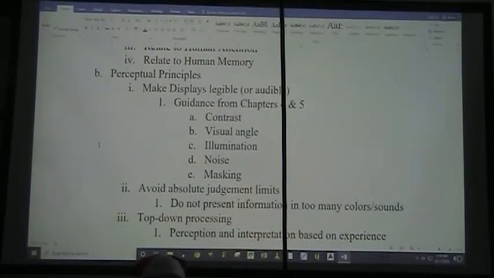First, of course, are the perceptual principles. Well, I say, of course, that's just the order they have them in this book. First of all, make the displays legible, or audible if it's an auditory display. Remember your guidance from chapters 4 and 5 on what is able to be seen and heard. So we want to think in terms of the contrast, the visual angle that people can see, the illumination under which the display is going to be used, the noise that might be in the background, and masking, whether it's noise masking or clutter masking.